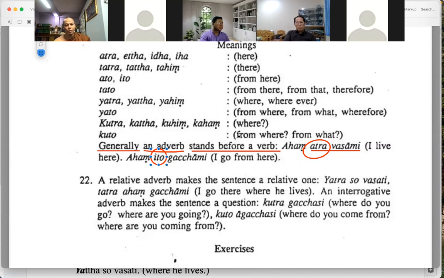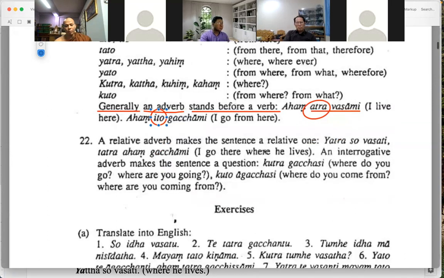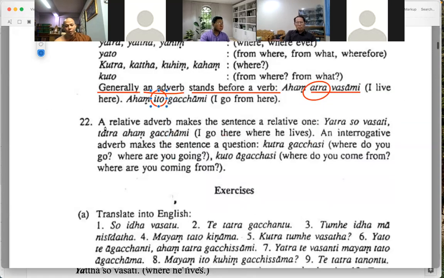And then, this is about the demonstrative pronoun. And here, the relative adverb, using with the relative adverb, makes a sentence a relative one or a relative sentence. So here you see yattha so vasati. So tattha aham gacchami. So I go there where he lives. You see, I go there where he lives.